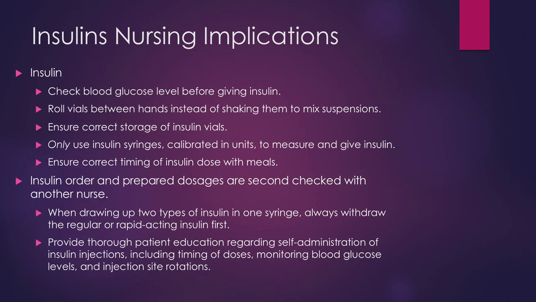Only use insulin syringes because they're calibrated in units. Most insulin syringes are U100, meaning that there are 100 units per ml. Never use a regular syringe for them. And then always make sure you time it right based on their meals. Most hospitals have a double check system in place for insulin. You have to co-sign that with another nurse. So in some places it's just a little note, and in other places they have to tap their badge so that both badges are signed off in Epic.